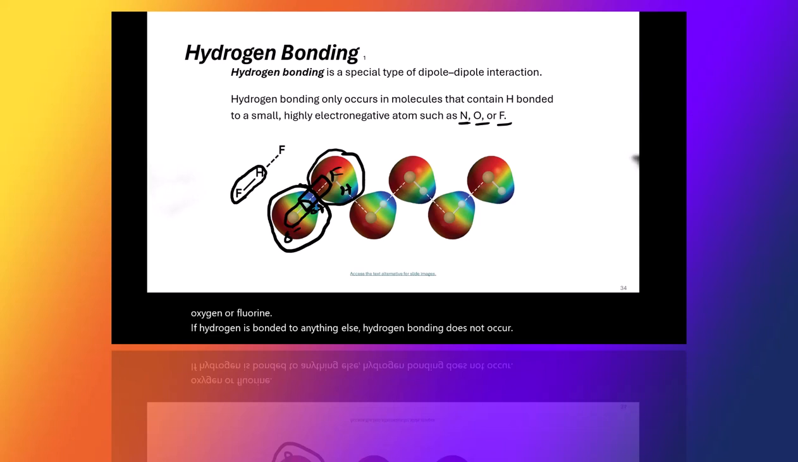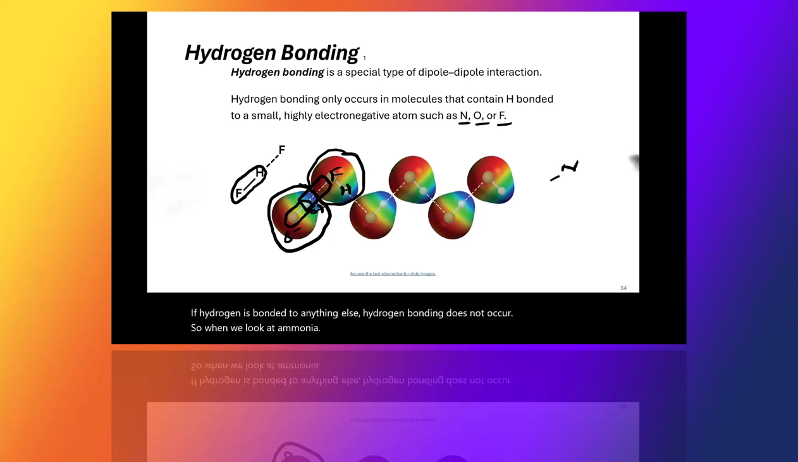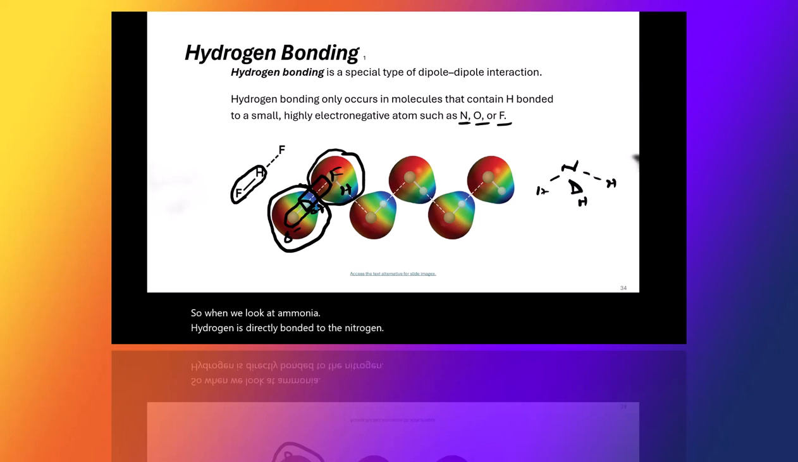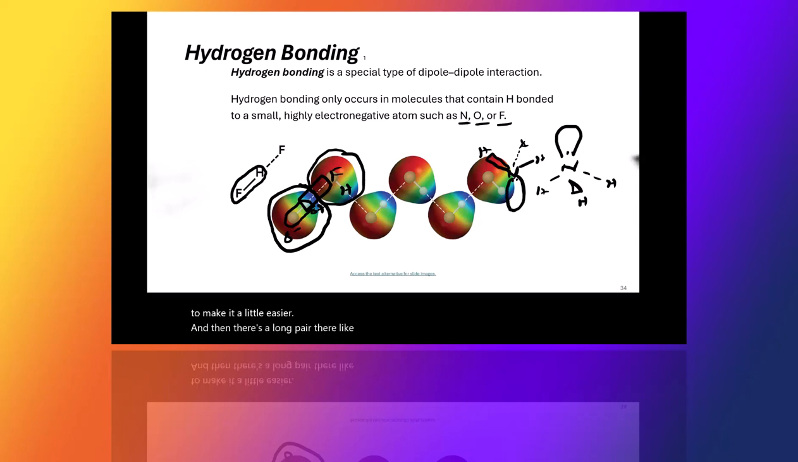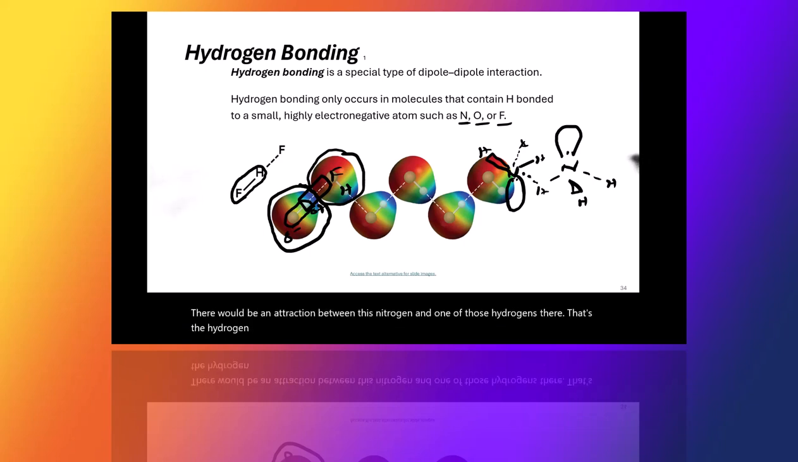So when we look at ammonia, hydrogen is directly bonded to the nitrogen. We've got a lone pair here. So if we had another ammonia in close proximity, there would be an attraction between... I could draw it like this to make it a little easier. And then there's a lone pair there like that. There would be an attraction between this nitrogen and one of those hydrogens there. That's the hydrogen bonding. All right.